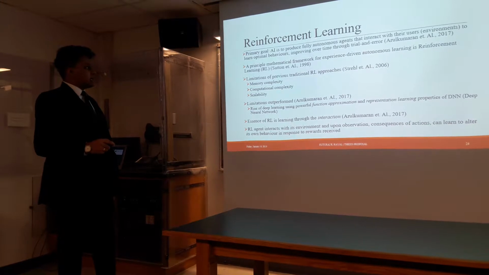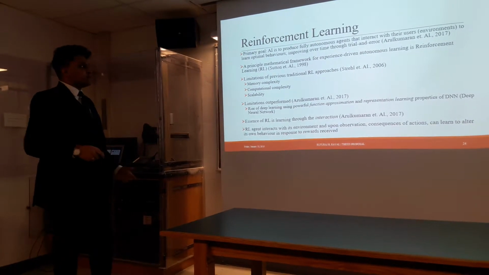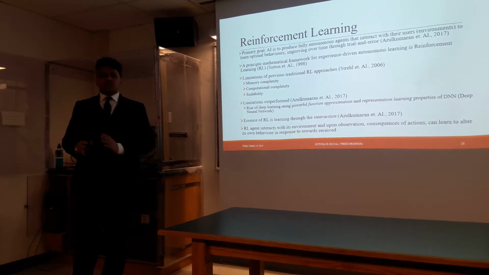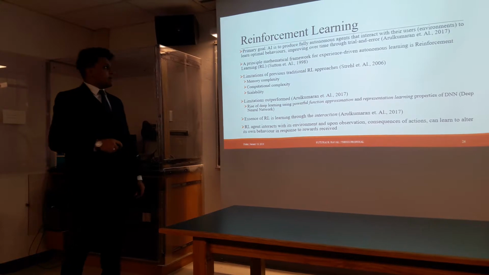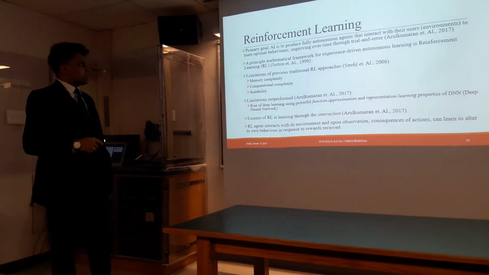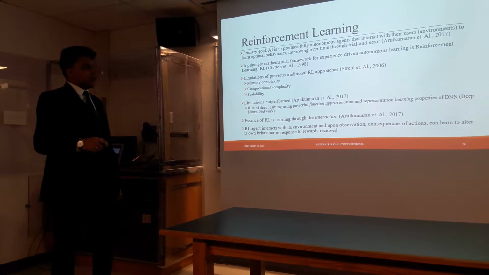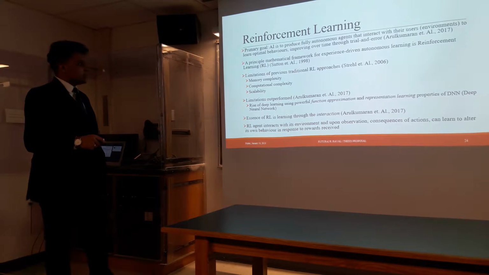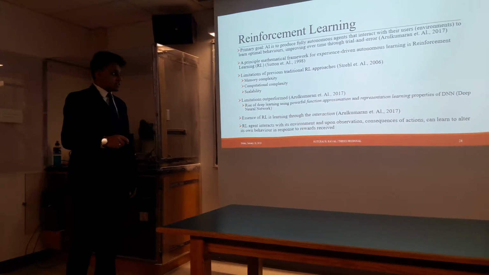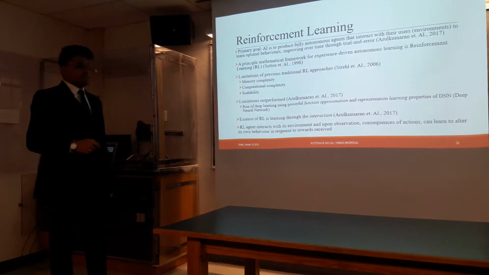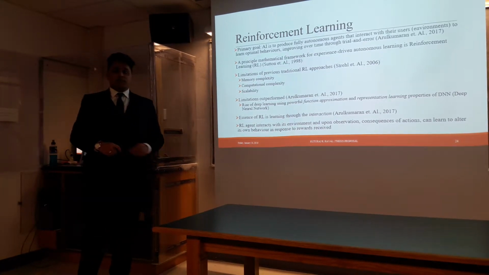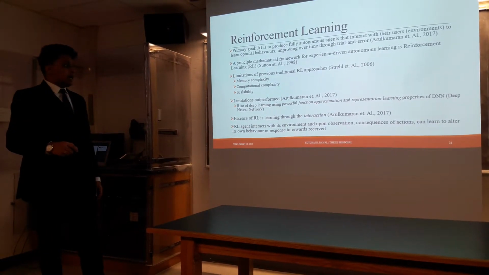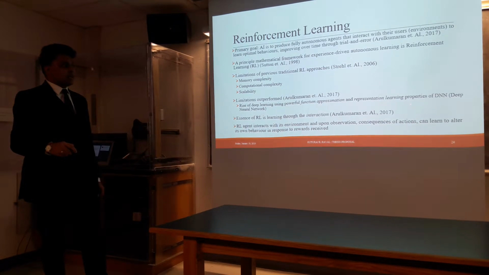Next is reinforcement learning. RL's main task is to produce fully autonomous agents that interact with their users to learn the optimal behaviors over time using a trial and error system. The definition of RL can be given as a principal mathematical framework for experience-driven autonomous learning by itself. There used to be some limitations when using traditional RL, like memory complexity, computational complexity, and scalability, but all of these are outperformed with the rise of deep learning and deep neural networks, using powerful function approximation and representation learning properties.